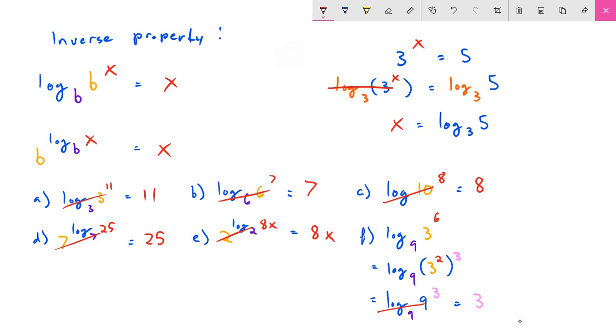Could the answer be a fraction? It could be, but most likely it wouldn't be. All right, let's look at one more example that looks like this.